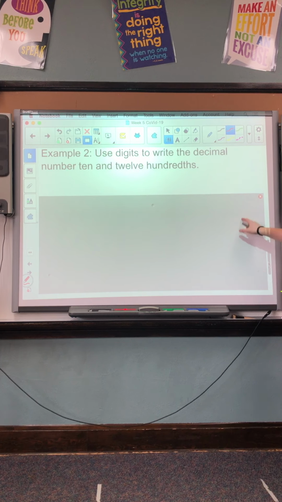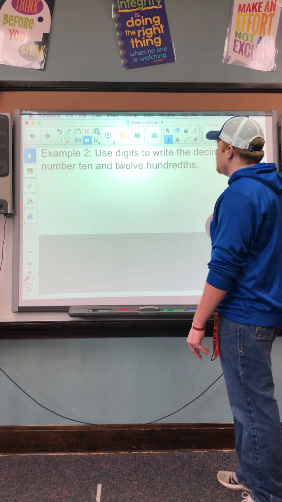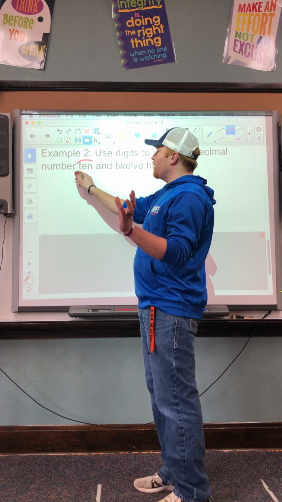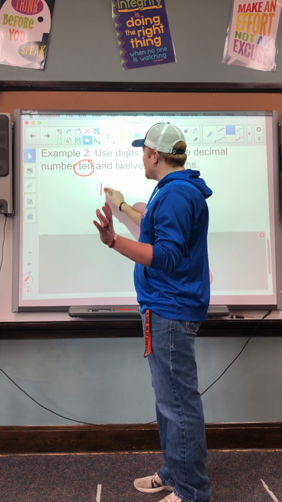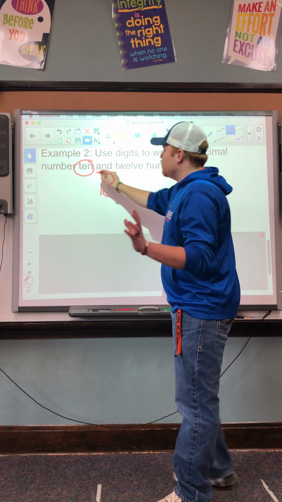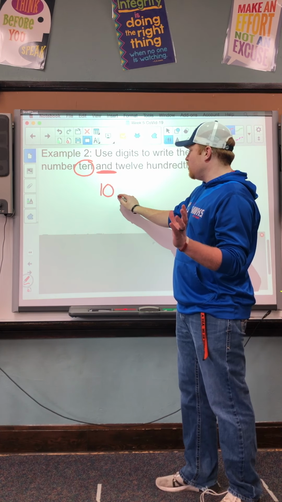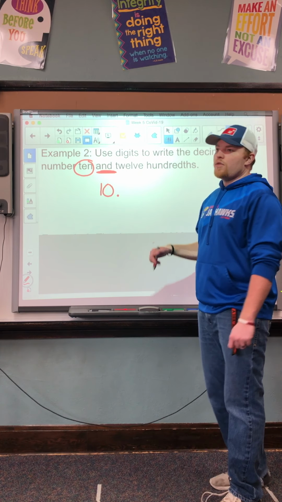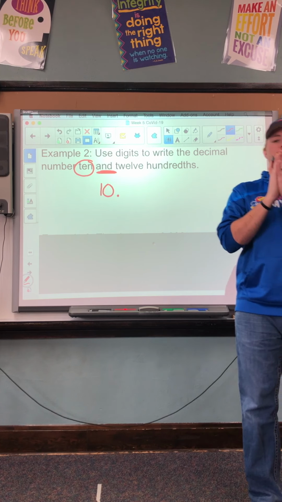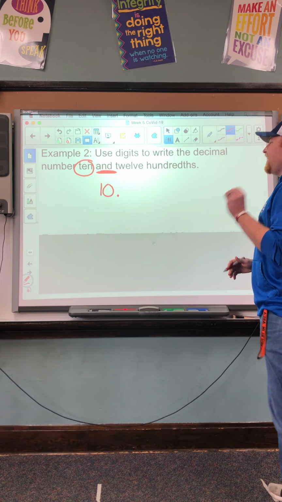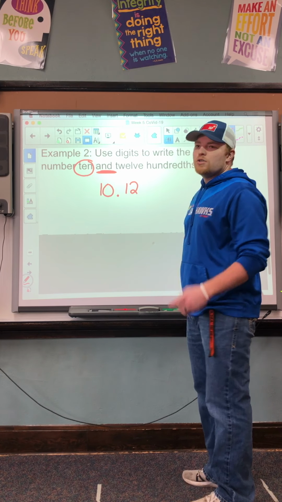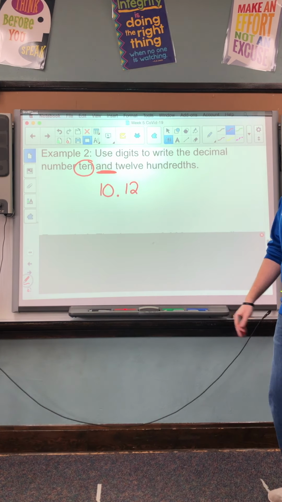Example 2: use digits to write the decimal number 10 and 12 hundredths. First we focus on the whole number part, which is 10. So we put 10. When we see that "and," what does that represent? The decimal. And then 12 hundredths. So make sure that the last place value represented is hundredths. So we can write 12 and make sure the 2 is in the hundredths, which it is. So that would be our answer.